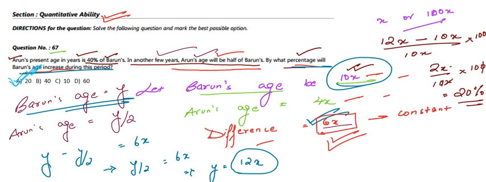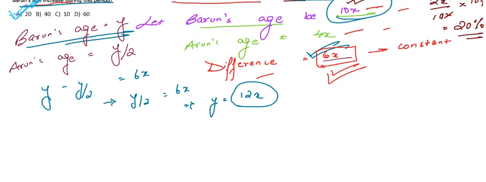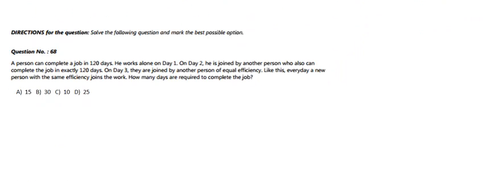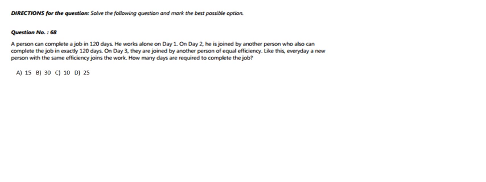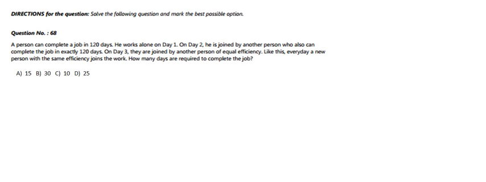Now let's proceed to our next question. Our next question is question number 68, which says a person can complete a job in 120 days. Seeing this we can say that the job is a huge one. So let's check what happens. He works alone on day 1. So he couldn't manage any other helper for him.